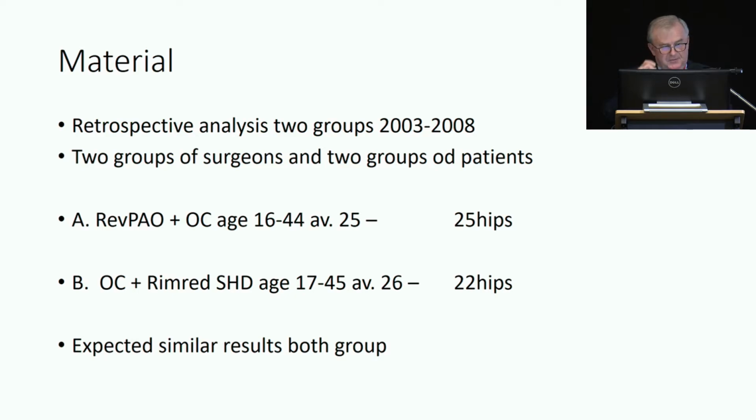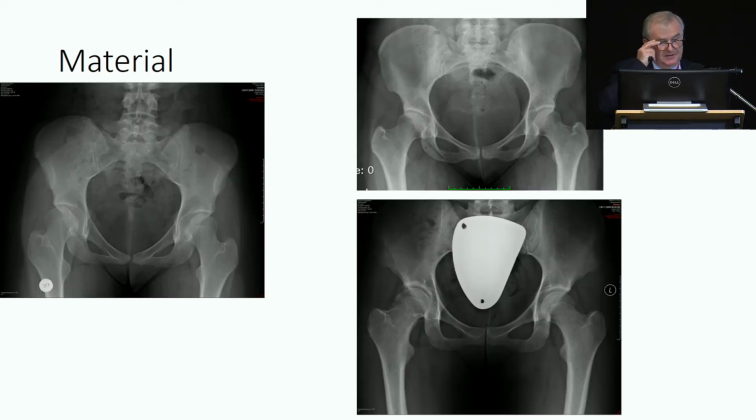This is a retrospective analysis of the groups operated on between 2003 and 2008. There were two groups of surgeons and two groups of patients. As I mentioned, there was reverse PAO with osteochondroplasty in 25 hips and osteochondroplasty performed by surgical hip dislocation in 22 hips. The age was almost the same, and we expected similar results in both groups.